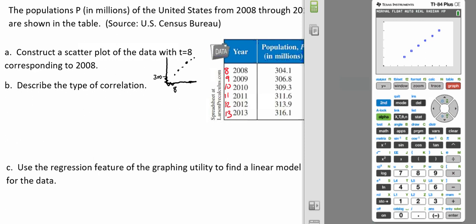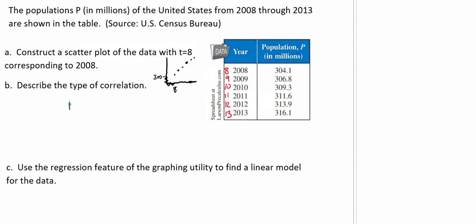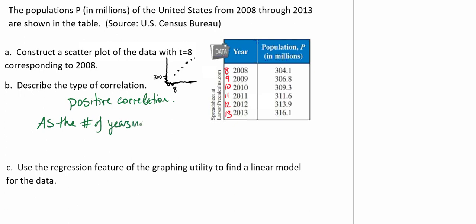And it wants us to describe this type of correlation. Well, as x is increasing, so is our y. So this tells us that we're looking at a positive correlation, because as the number of years increases, so does the population.